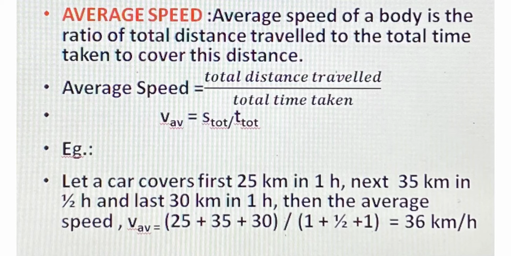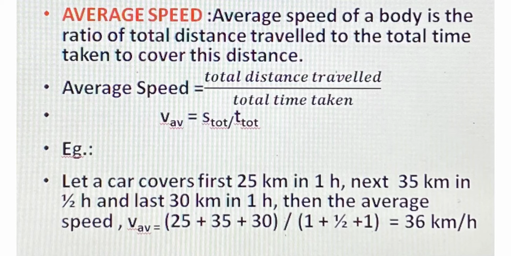Average speed is denoted by V, AV. V is for speed and AV is for average. That is, V_av is equal to S total, distance is denoted by S, so S total upon time total. That is total distance traveled upon total time taken.